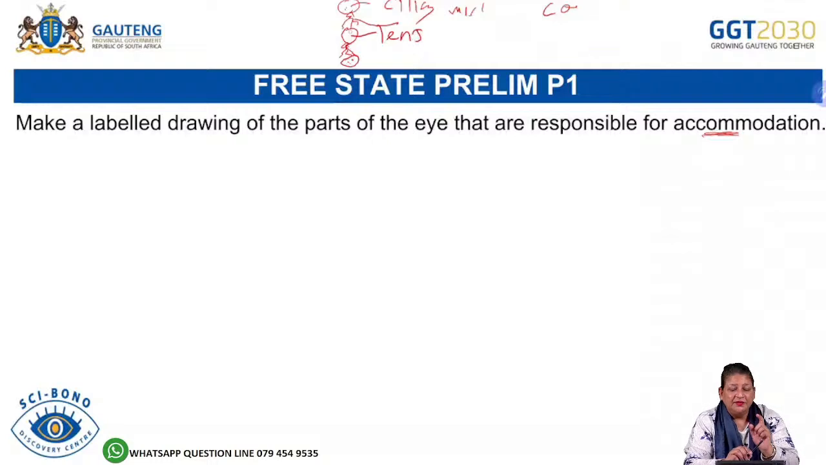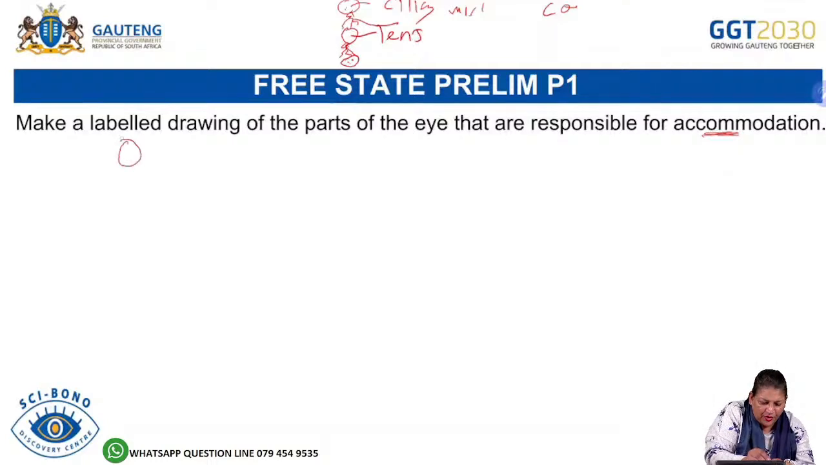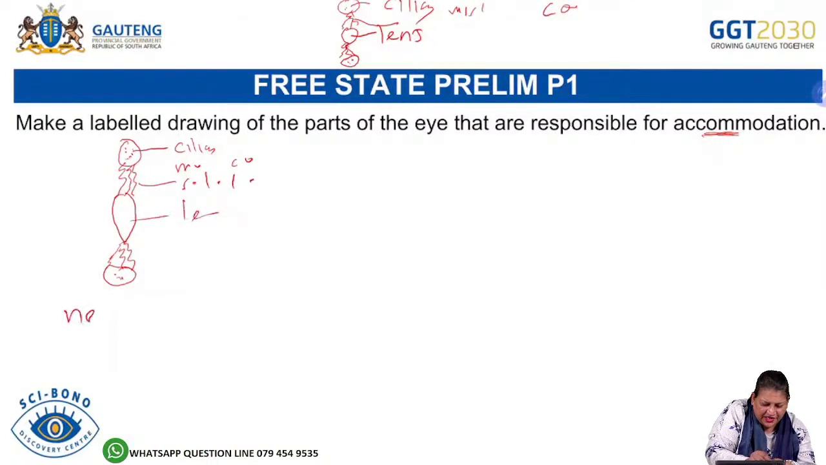So remember, sometimes they can ask the question, make a label drawing of parts of the eye that are responsible for accommodation when a person is looking at a book close to him. Then you're going to draw a ciliary body with suspensory ligaments that are loose, with a lens that's very, very convex, and your ciliary muscle here. And you label here, ciliary muscle contracts, suspensory ligaments loosen, lens more convex, near vision.